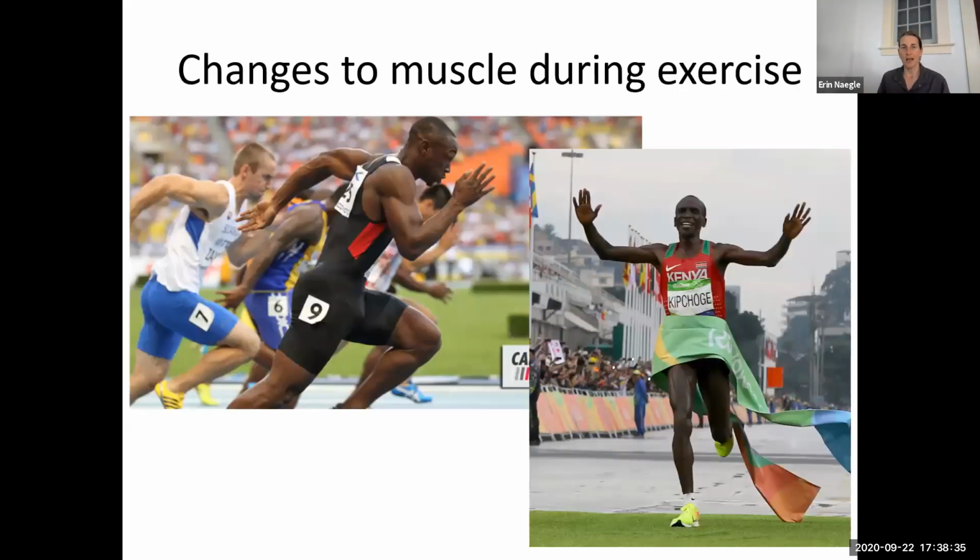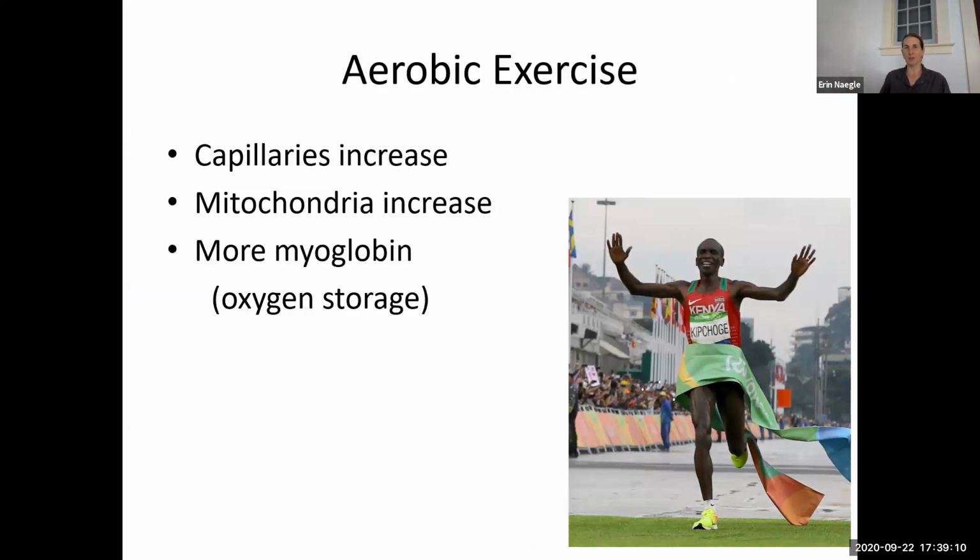Also in your study guide, the question was about what are some changes to muscle during exercise? Now, broad categories, we could talk about two major types of exercise: resistance or anaerobic, and then more aerobic exercise. So think about the difference between a sprinter or somebody that is lifting weights versus somebody who's running a marathon. Those are two, if you look at those Olympic athletes, two different body types, the sprinter versus the marathon runner. So let's talk about changes that happen.